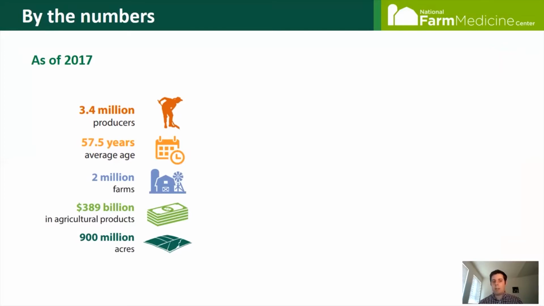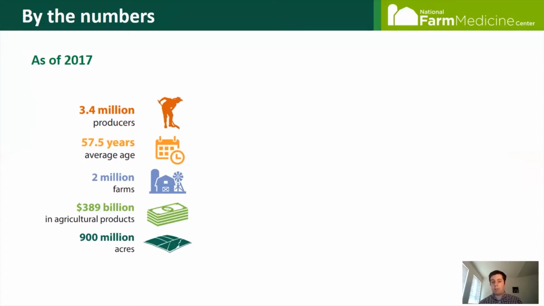We don't have many new young people entering farming. And so the average age of a farmer is just growing and growing. And so we need to try our best to keep them safe and make sure that they can remain productive while working. There are over 2 million farms in the US, which produce almost $400 billion worth of agricultural products spread across 900 million acres in the US.